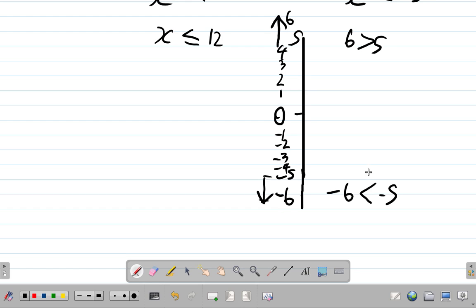So if you change the sign of 6 from negative to positive, you switch this around from less than to greater than, and of course the sign of the 5 will change too. When you change the sign from positive 6 to negative 6, you switch the sign around from greater than to less than, and of course the positive 5 becomes negative 5 as well. So it makes sense to change the sign around.